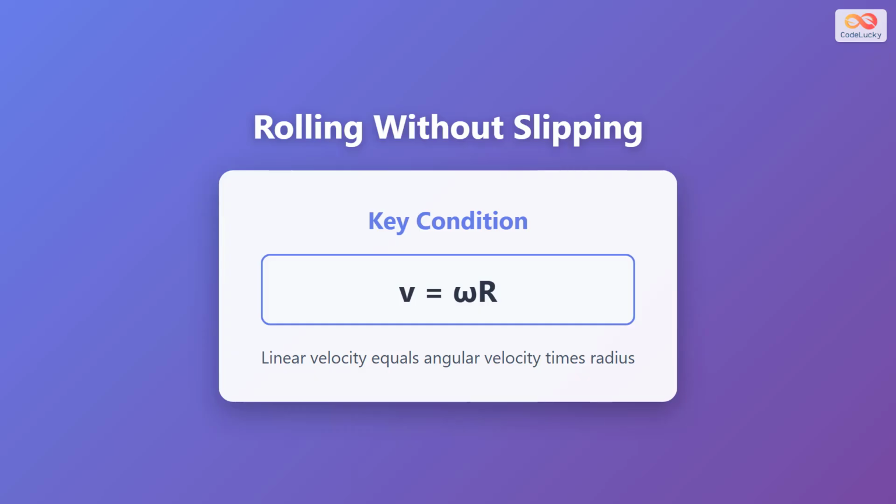For an object to roll without slipping, a very specific condition must be satisfied. The linear velocity equals angular velocity times radius, or v = ωr. This relationship ensures that the point of contact with the ground has zero velocity. When this condition is met, the object rolls smoothly without any sliding or skidding at the contact point.